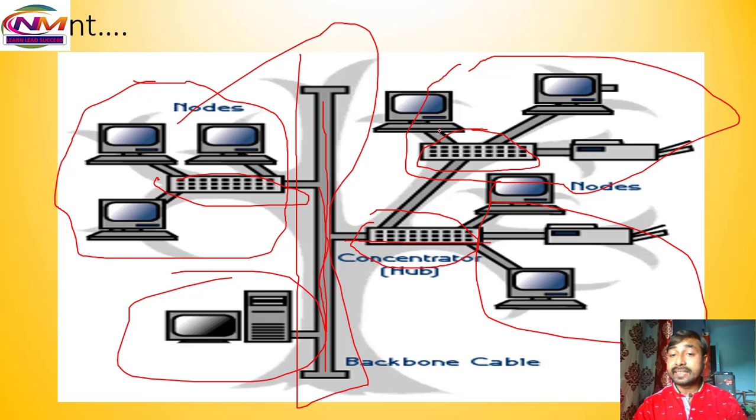But suppose that this cable is creating a problem, so in that case only this computer will stop working. So there will be no effect on the entire network. The dependency of these three topologies is on this backbone.